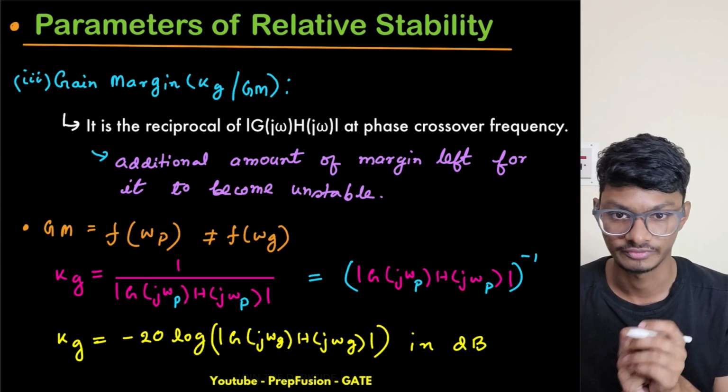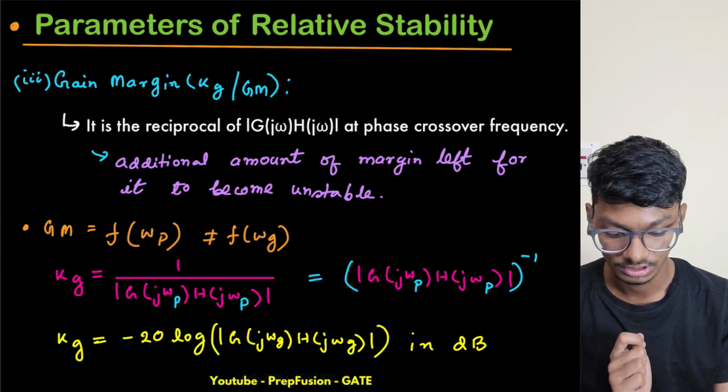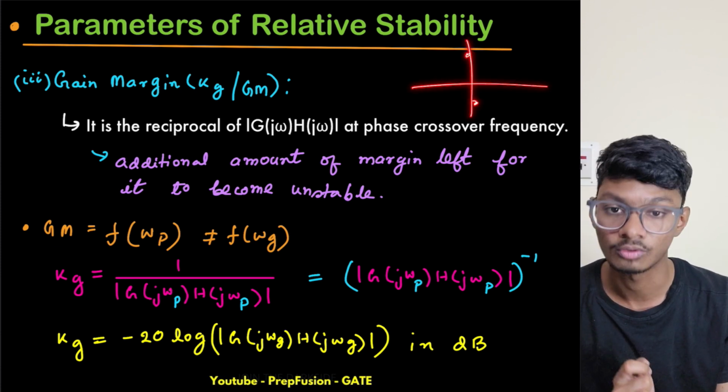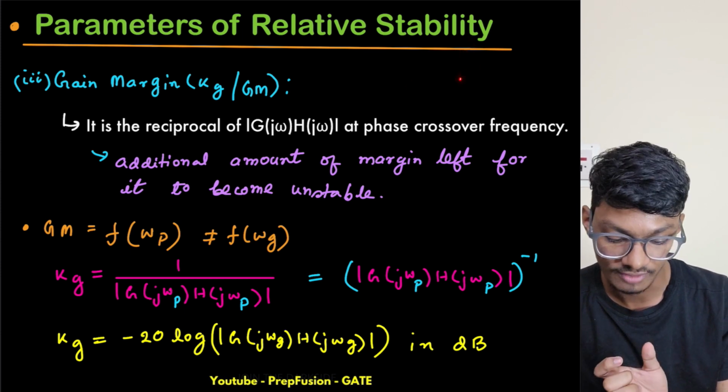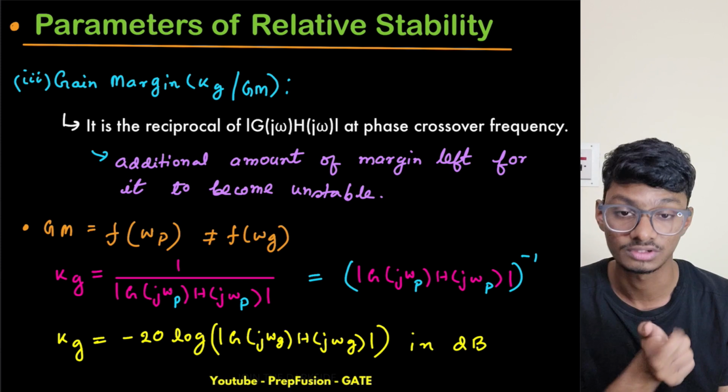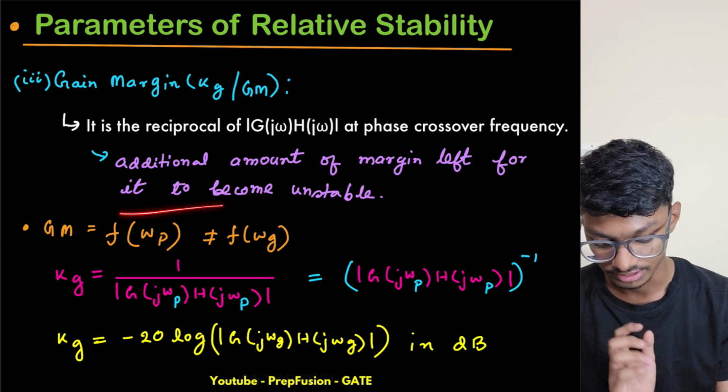There will be some phase crossover frequency, and at that frequency the poles of the CLTF are lying on the imaginary axis, hence it will be marginally stable, and just after that it will go to instability. It is on the verge of instability. So this is what my gain margin is.